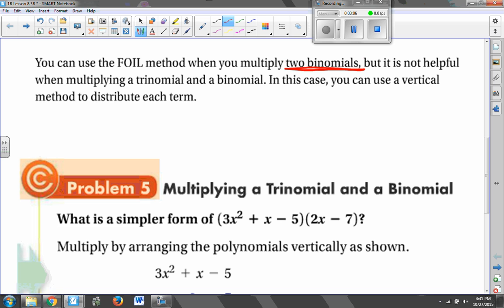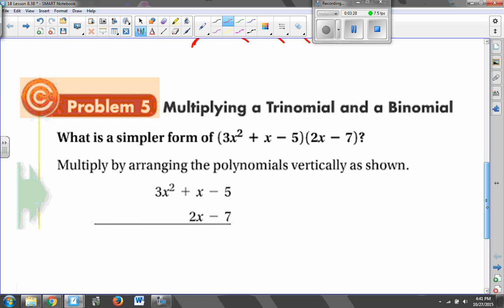In this case, we're going to look at a vertical method to distribute each term, right? You are certainly welcome to just do your lines like that. That's fine with me. That's the way you want to do it. But I will show you a vertical way, similar to long multiplication that we've done many times before.